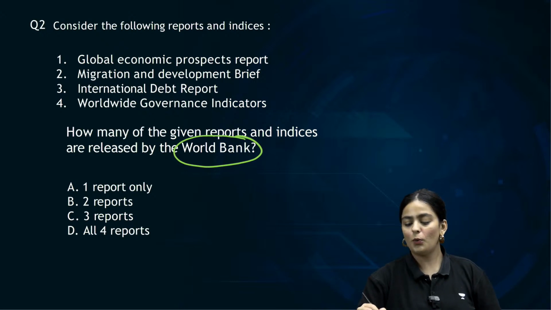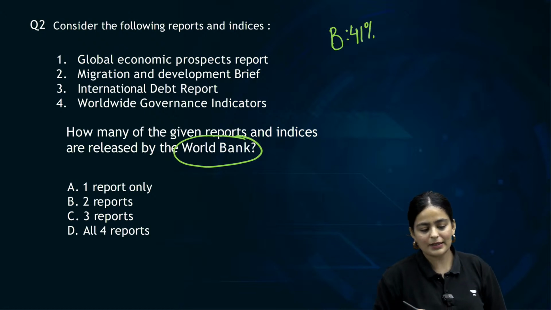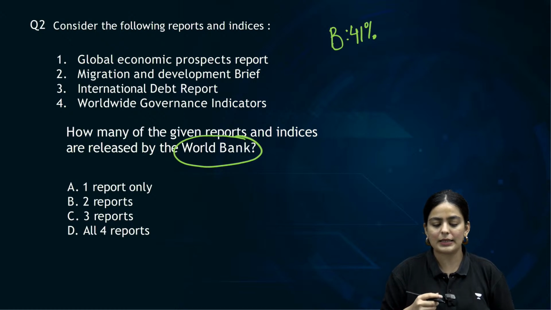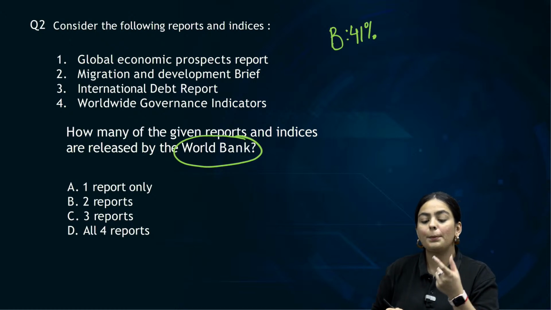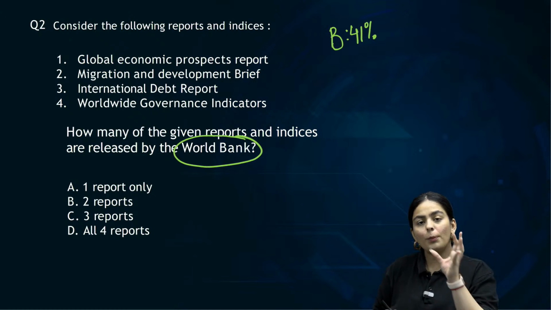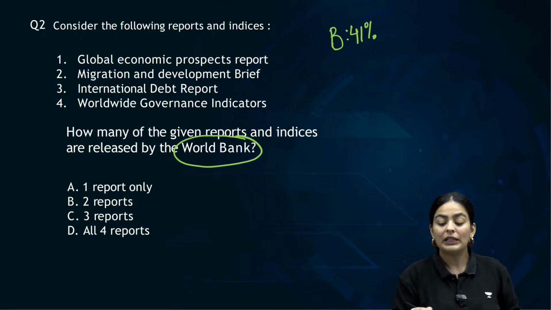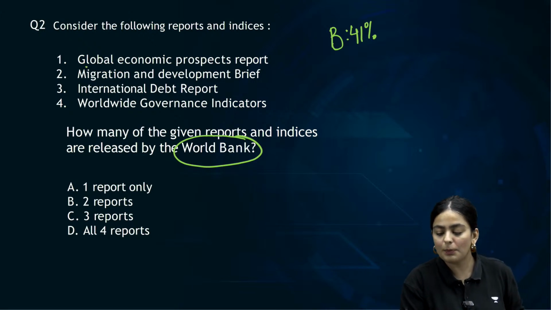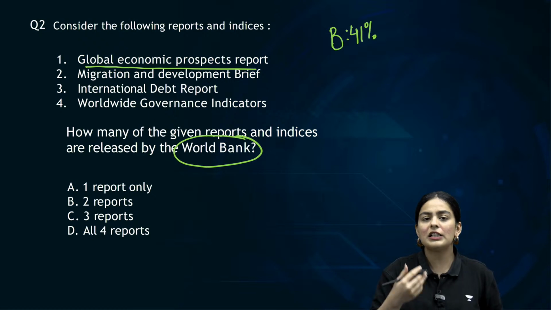Alright, so most of you have voted for B, which is 41%. Let's discuss this. Consider the following reports and indices. The first report is Global Economic Prospects Report. It is released by World Bank.